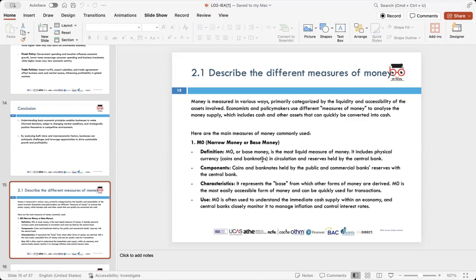Use: M0 is often used to understand the immediate cash supply within the economy, and central banks closely monitor it to manage inflation and control inflation rates.